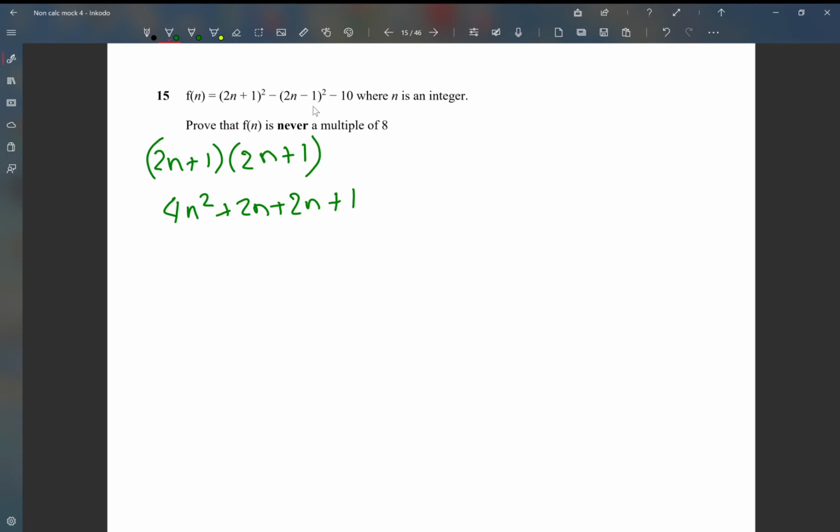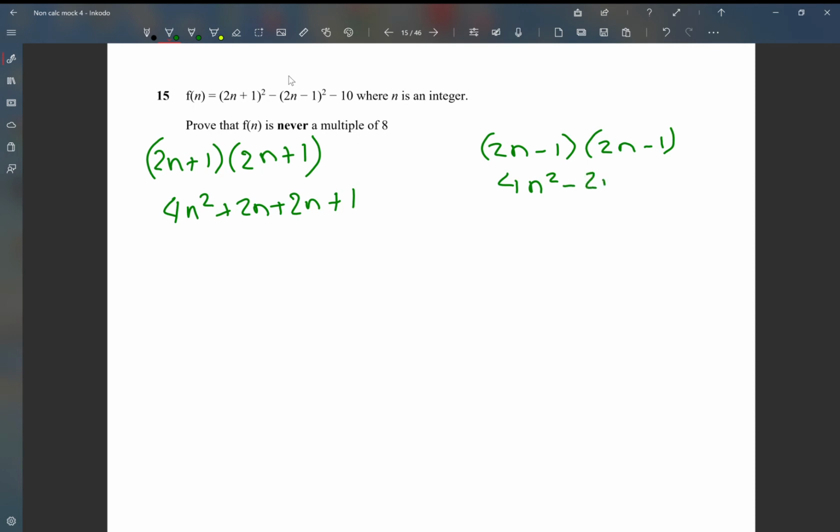Now this one, what you're doing, you're taking this whole one away. So what I'm going to do is work this out, and then change the sign, because if you're minusing it, you'll be changing the sign. But I'll do it kind of separately first. So if I'm expanding this one, this is just where you need to be so careful. 2n minus 1.